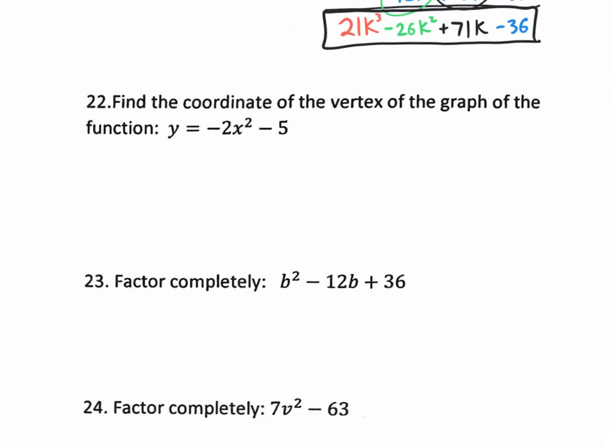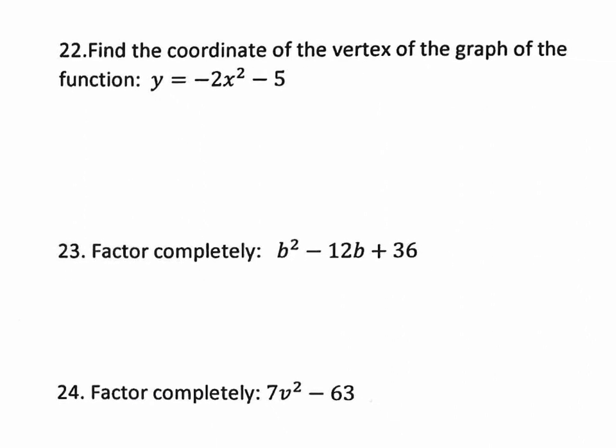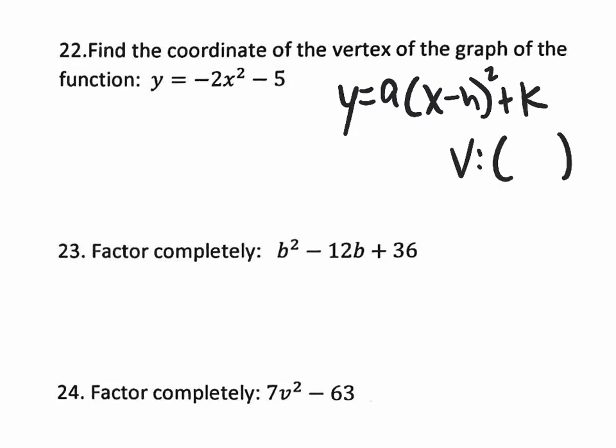Moving on, number 22, you want to find the coordinate of the vertex of the graph of this function. Now, if you look at it in vertex form, what is vertex form? It's y equals a parentheses x minus h squared plus k. It's really easy to see your vertex. That's simply the value h, k, thinking opposite on h and taking k for what it is.